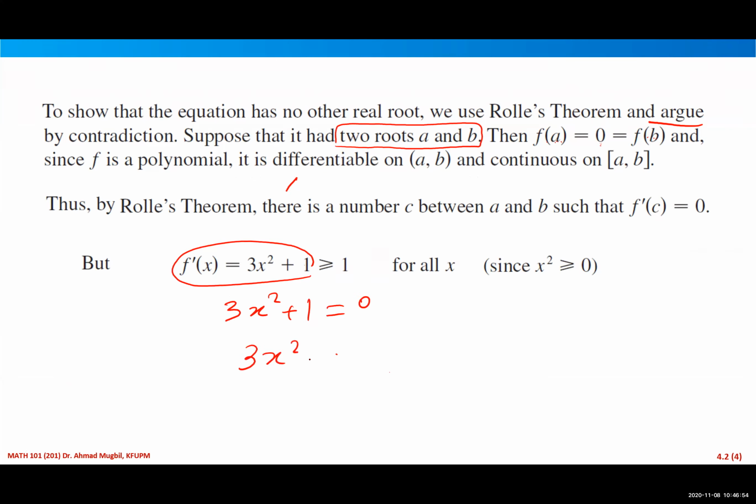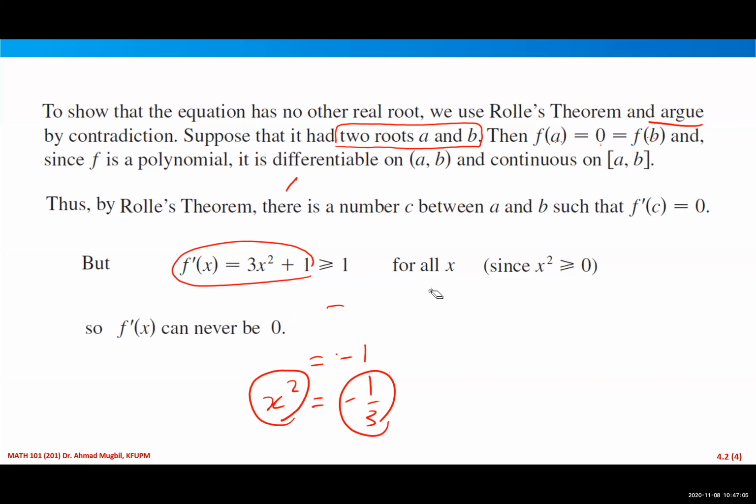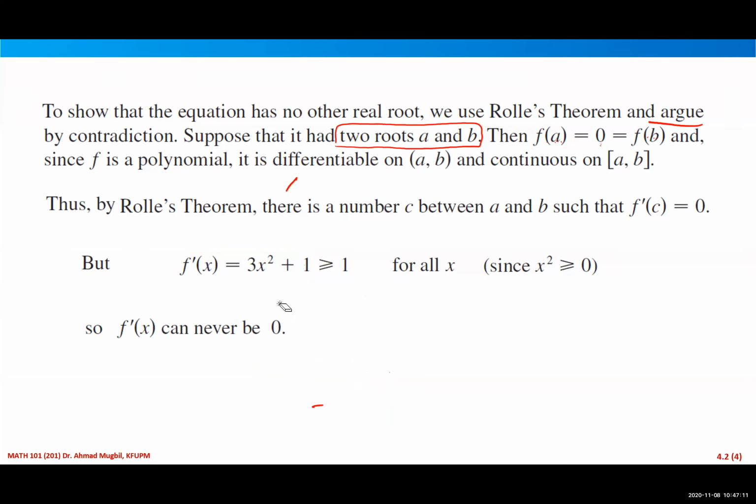No. It is impossible that a positive number equals a negative number. It is not a real number. So this equation has no real solution. This expression can never, ever be 0 at any real number.